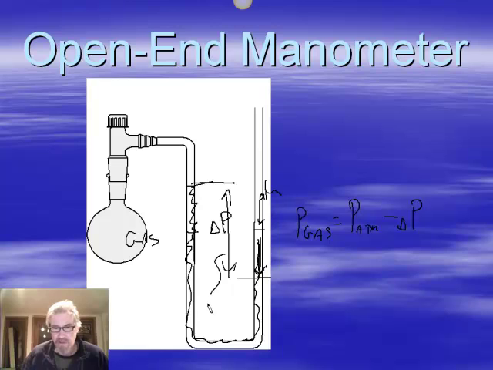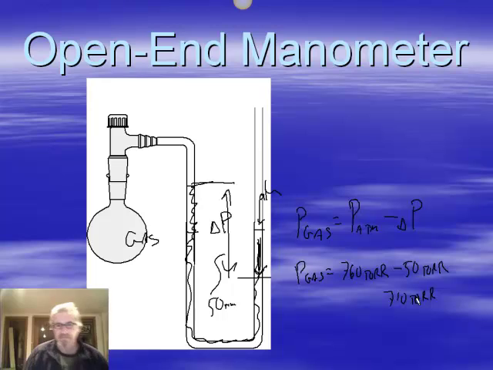So again, let's say that this was 50 millimeters. That was the height difference in the two legs. And the atmospheric pressure, let's say, was 760 torrs, or 760 millimeters of mercury. That would mean that the pressure of the gas in this situation is 760 torrs minus 50 torrs. So that would be a 710 torr gas pressure, less than the atmospheric pressure.